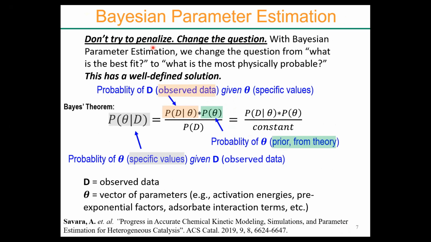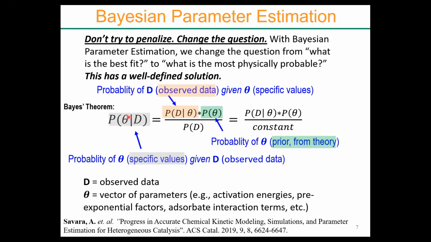With Bayesian parameter estimation, we change the question from what is the best fit to what is the most physically probable set of values. And this question has a well-defined solution. I don't want to go into the nuances of Bayes' theorem for the audience today. What I would like people to take away from this talk is there are two terms on the right. One of them is associated with the values of the observed data and the uncertainties. The other term here is associated with our prior knowledge, typically from density functional theory, and the uncertainties.